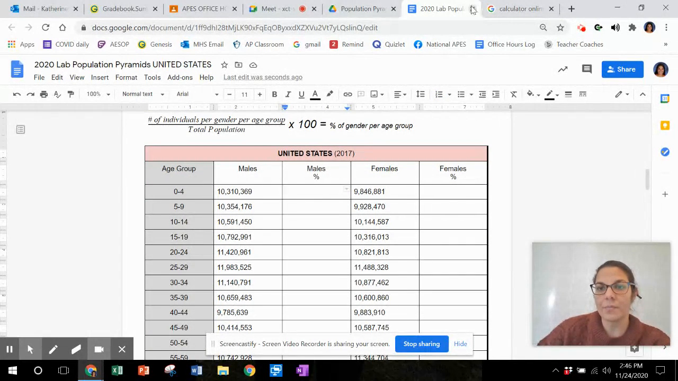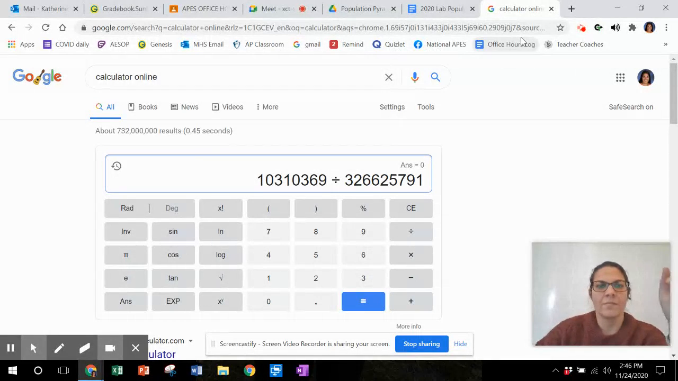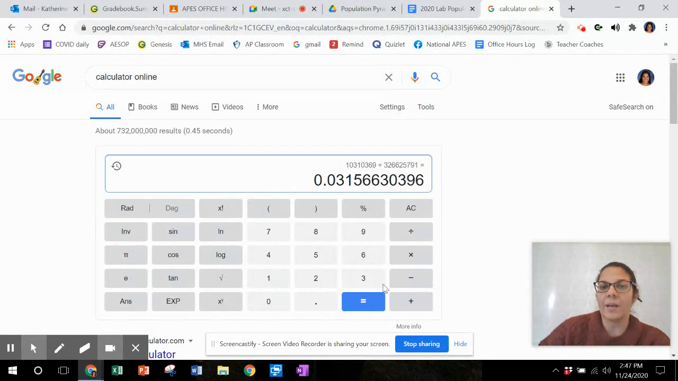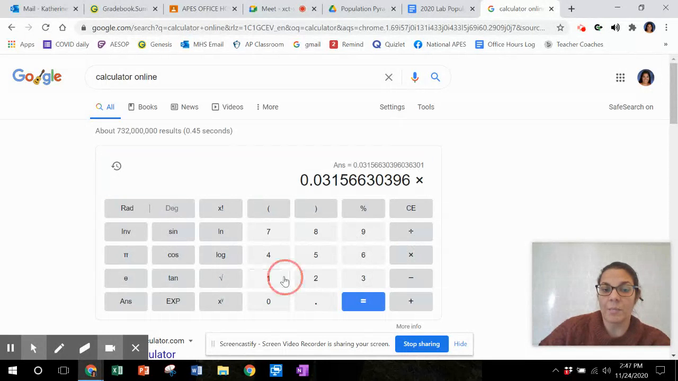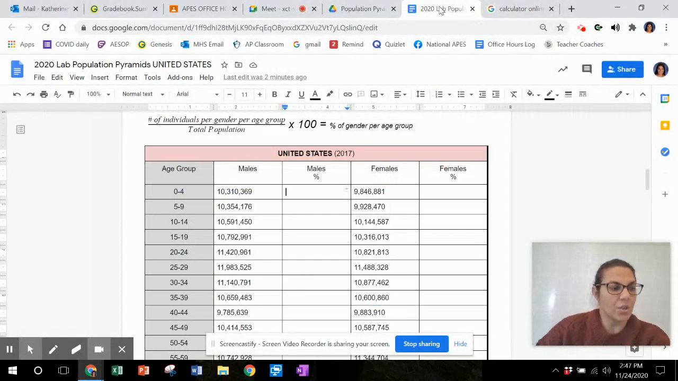For this, I just have it brought up on an online calculator. If you have a TI, whatever it is, you should be able to program it to just punch the number in and have it divide by that common denominator every single time. So here you have 10 million divided by basically 326 million. That comes out to be 0.031. Remember, we have to multiply it by 100, and that gives us 3.156. So we're going to do 3.16. We're going to come back over here and put 3.16, and that's percent.